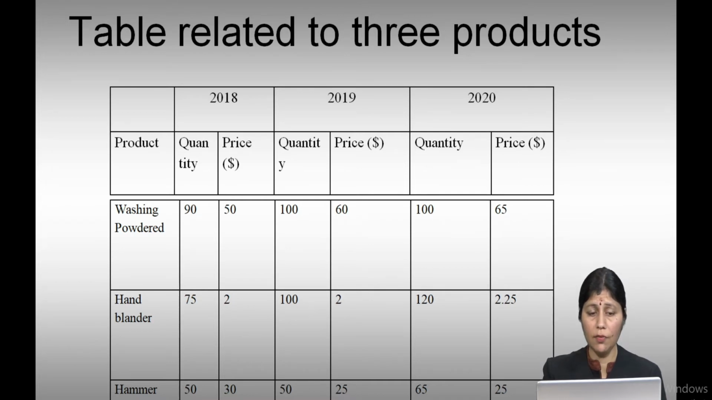In the 2020 table, the washing powder quantity in demand is 100 and the price is 65, whereas the hand blender is going to be produced with a quantity of 120 at a price of 2.25 per piece. Hammer is going to be produced with a quantity of 65 and the price charged in the market is 25.